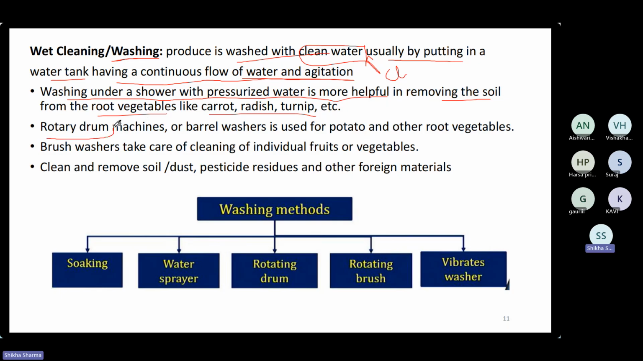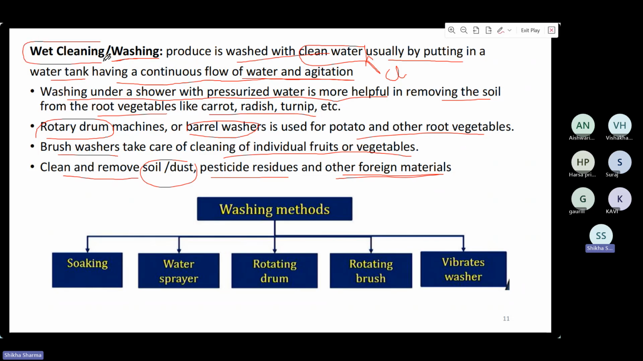In the case of potato or other root vegetables, we can use rotary drum machines or barrel washers, and brush washers are used to clean individual fruits and vegetables. So the soil, dust particles, pesticide residues, and other foreign materials can be cleaned with the help of water and agitation in wet cleaning methods. So we have five different washing methods.